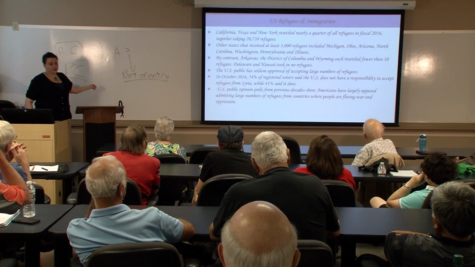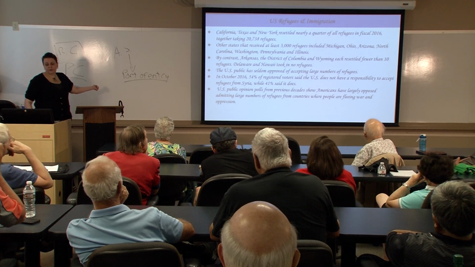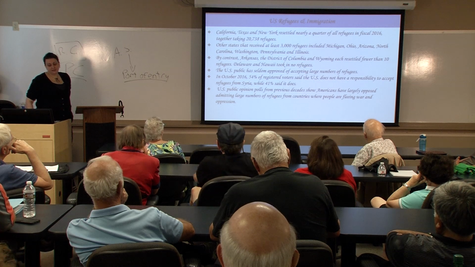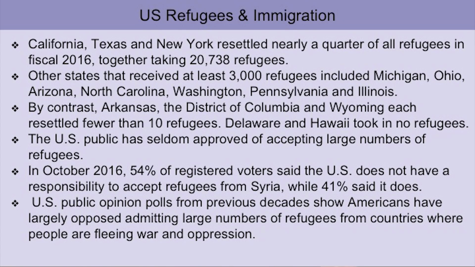California, Texas, and New York resettled nearly a quarter of all the refugees in 2016, taking together 20,000. Other states that received at least 3,000 refugees included Michigan, Ohio, Arizona, North Carolina, Washington, Pennsylvania, and Illinois. By contrast, Arkansas, the District of Columbia, and Wyoming each resettled fewer than 10 refugees. Delaware and Hawaii took no refugees.